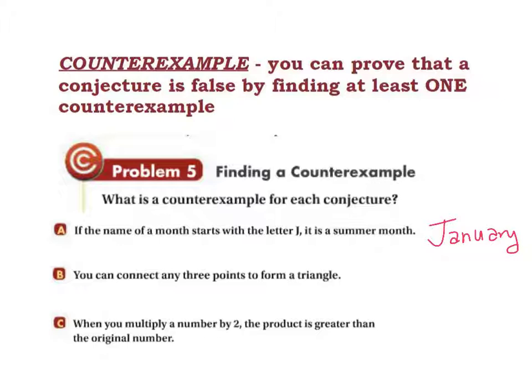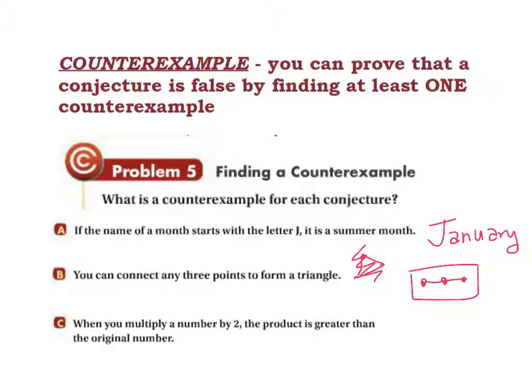B, you can connect any 3 points to form a triangle. So that means, like, if I have 3 points, I could make a triangle out of them. Well, that would be proving it true. I'm trying to come up with an example where I'd have 3 points and I couldn't make that happen. Well, this is where it ties in from last chapter. What if your 3 points ended up being collinear? There's no way to make that into a triangle then. So this would be my counterexample for that one.